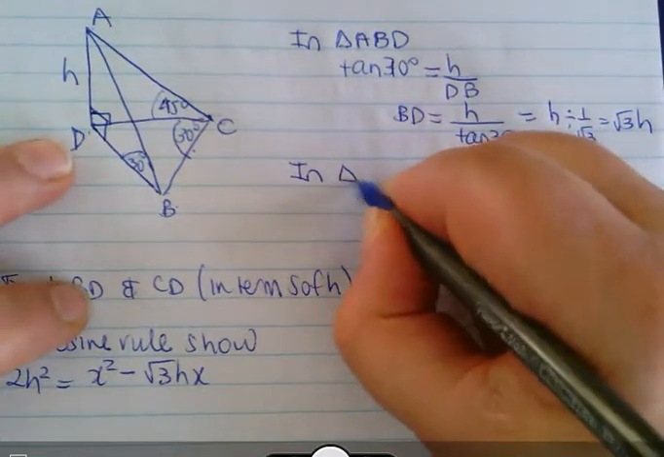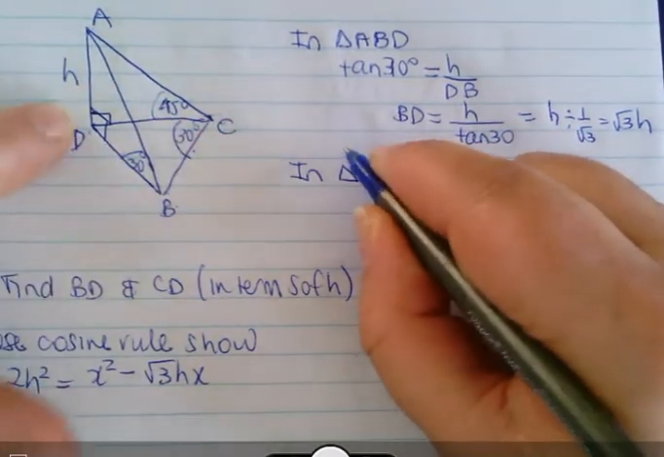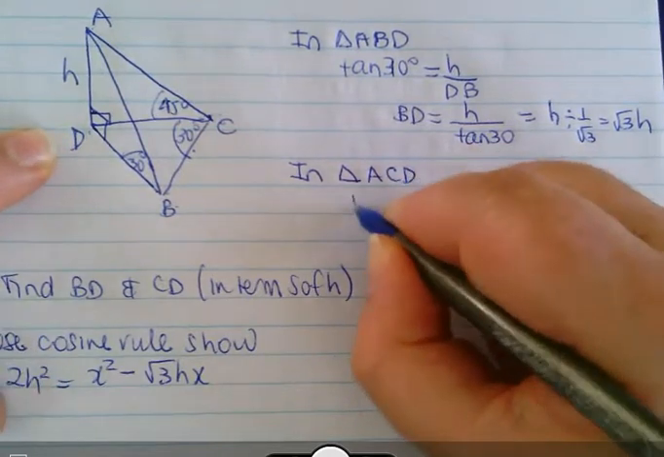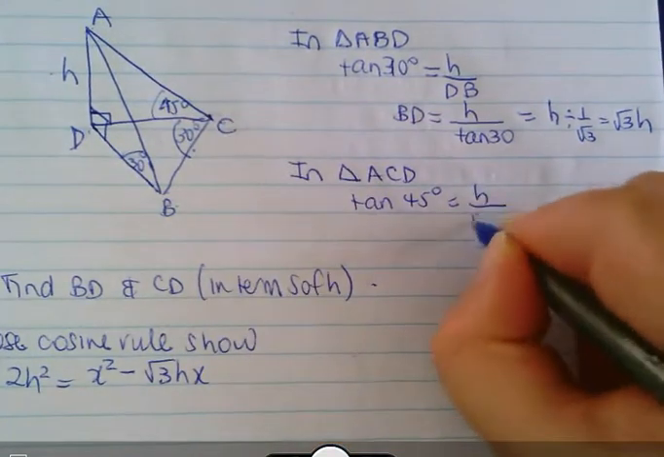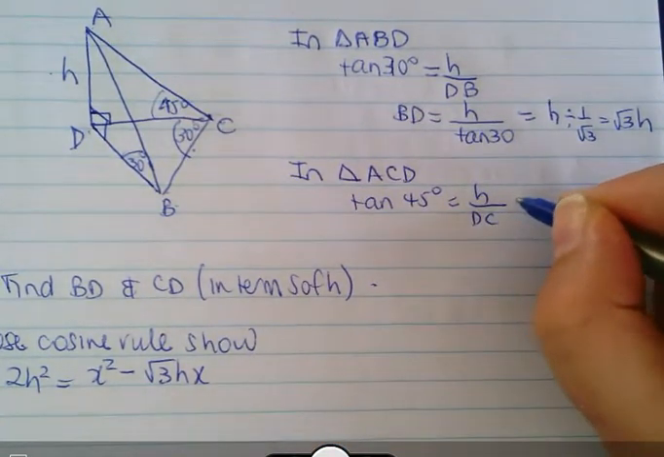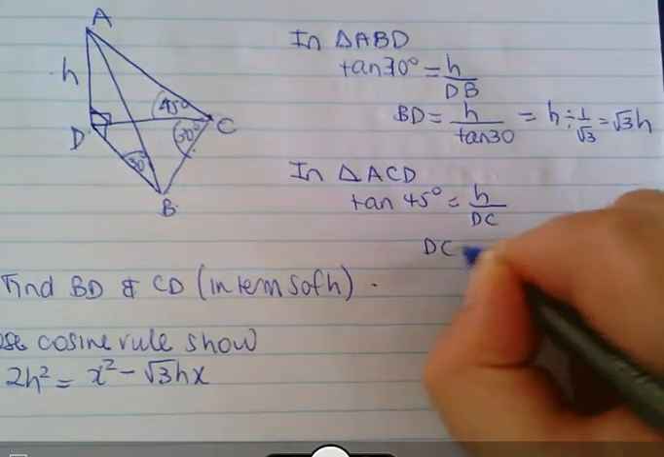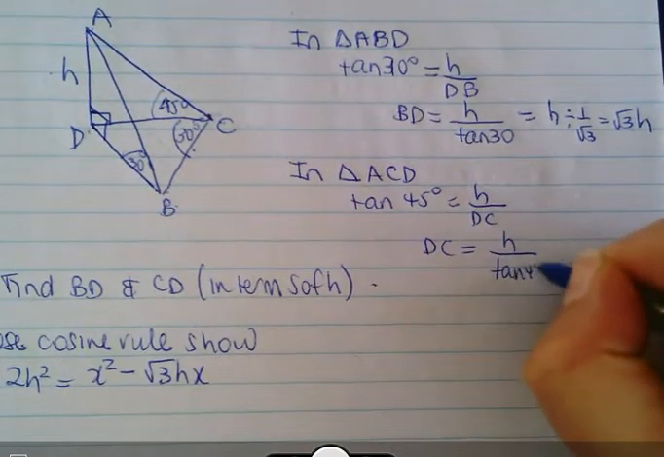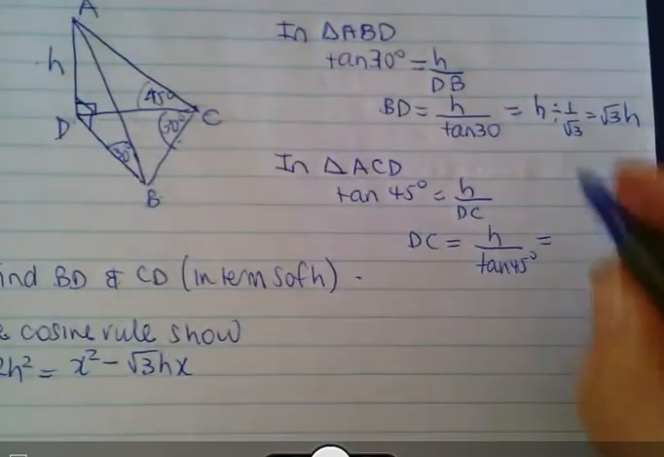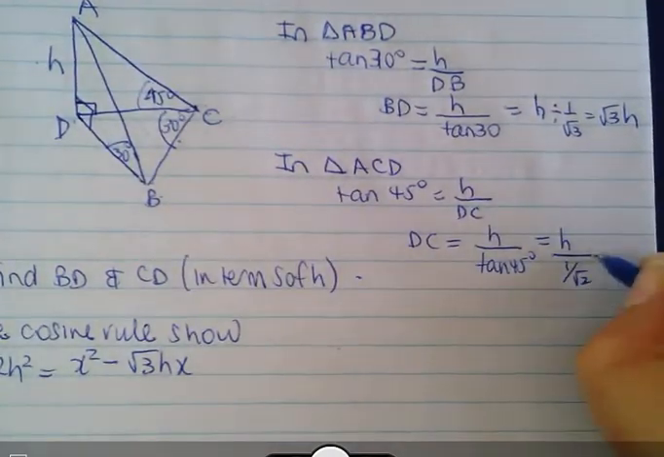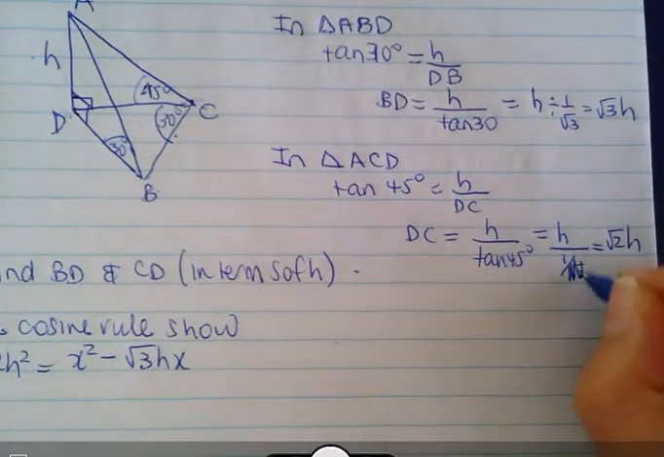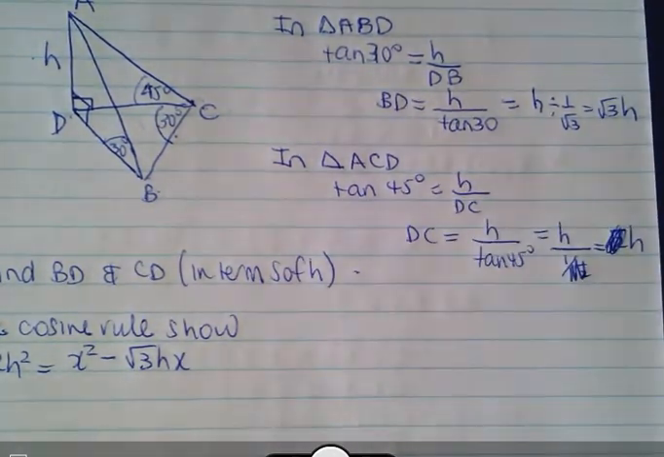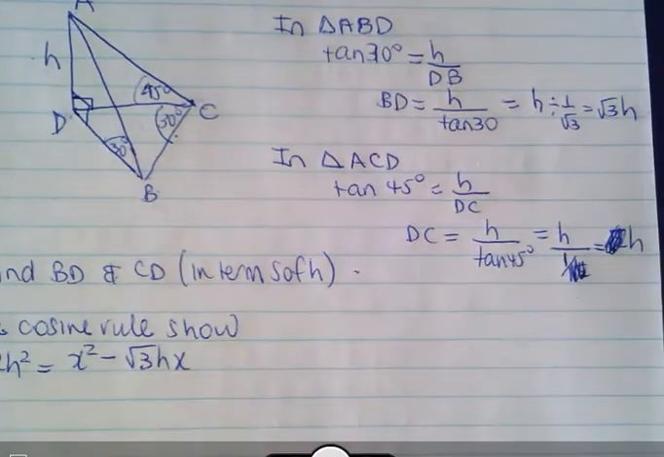So for CD, you'll be in triangle ACD. We've got the tan of 45 degrees is H over DC. So DC equals H over tan of 45 degrees. So isn't that H divided by 1 on root 2, which is root 2H. Sorry? Oh, sorry, what's wrong with me? It's 1, which is H. Thank you, sorry. So H divided by 1, which is H.